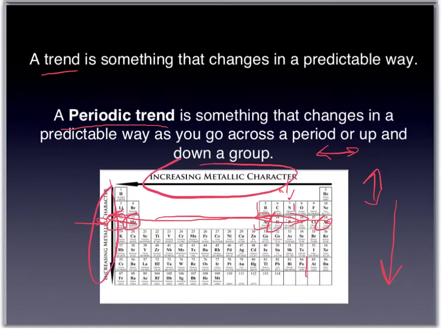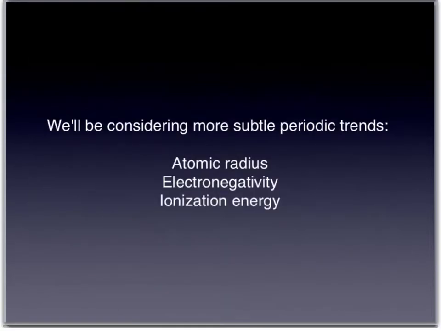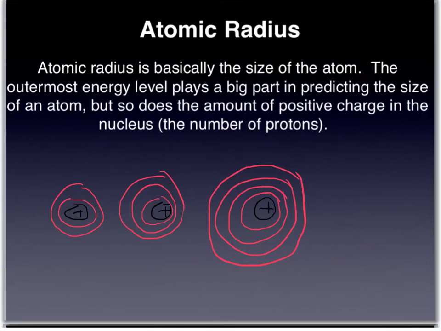But we're going to be talking about three periodic trends that are a little more subtle than this. In this video, we'll be talking about the first two: atomic radius, which is basically the size of the atom, and electronegativity, which is how badly an atom wants to gain electrons. Ionization energy we'll cover in our last video. So atomic radius is the first periodic trend we'll talk about. Atomic radius is basically how big the atom is. It's the size of the atom.